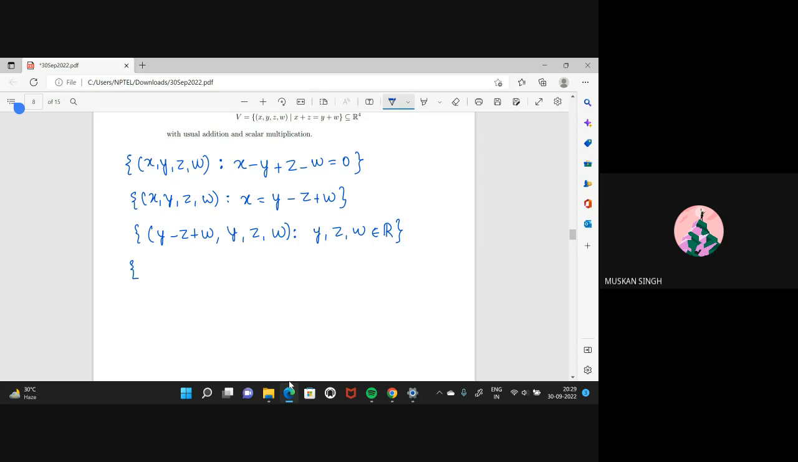Y minus Z plus W. No, what did we do? We picked out the variables, right? Whatever the independent variables were, we picked them out. So you'll put y times what vector?